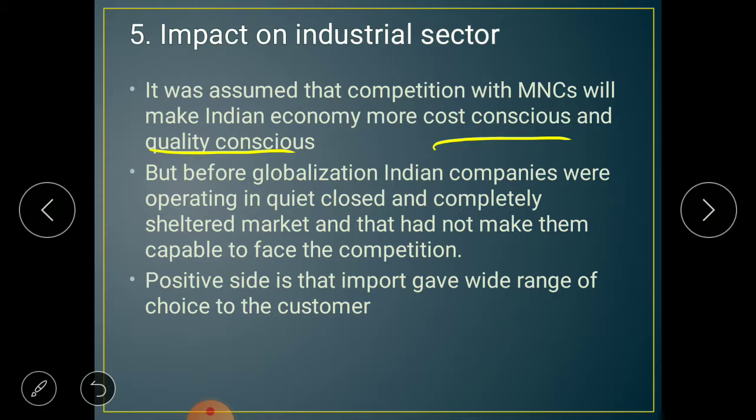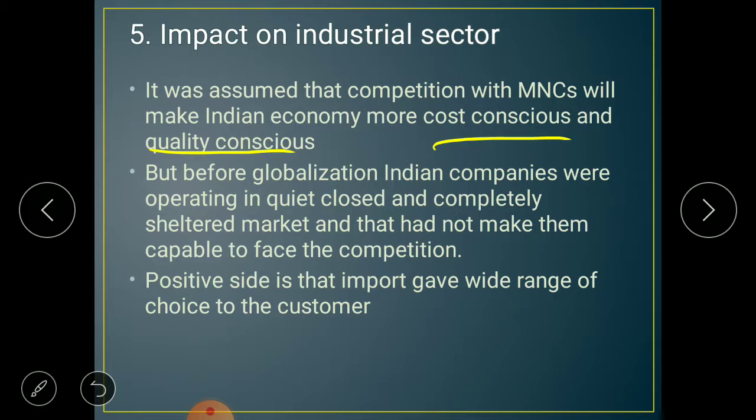And as we want to export, our product has to be accepted by the foreign market, and for that reason we need to produce a qualitative product, which makes Indian companies quality conscious. So all in all, we can say that globalization has made Indian companies cost conscious and quality conscious. Now we are producing at the least cost and selling at the least price, and we are also trying to produce superior quality products. But before globalization, the Indian economy was operating in a quite closed and completely sheltered market, and that had not made them capable of facing the competition.